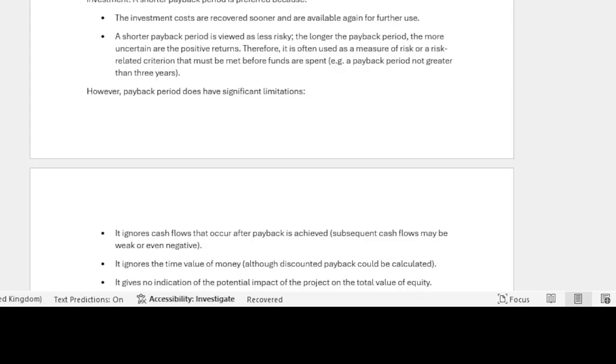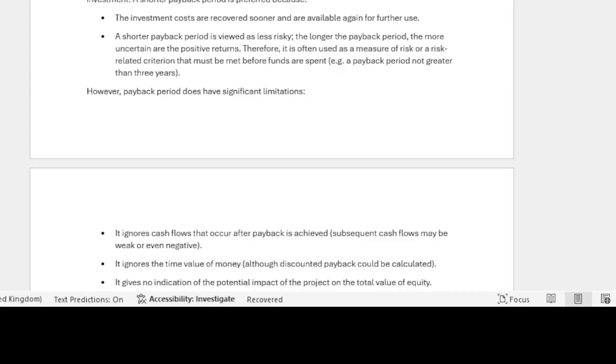So it helps management or even the investors to be aware of how much time it will take. So payback period is good in a way that it helps you know the investment costs that you're going to incur and how much time it will take for you to recover them. And of course, the projects which have shorter payback periods are more preferred compared to those that have longer payback periods, because the longer the time, the more the risks.